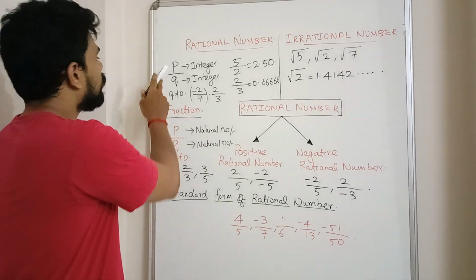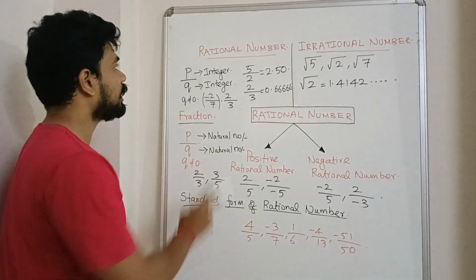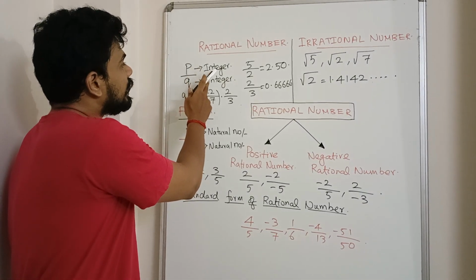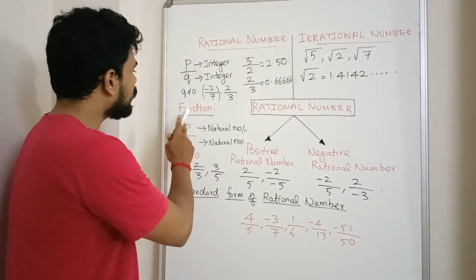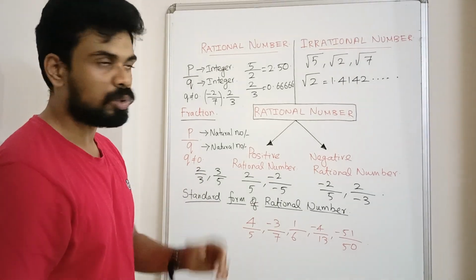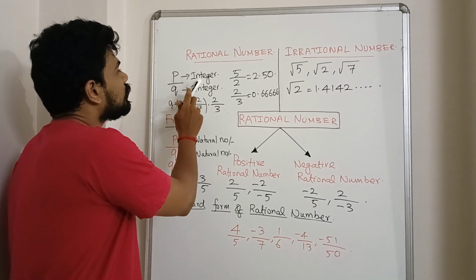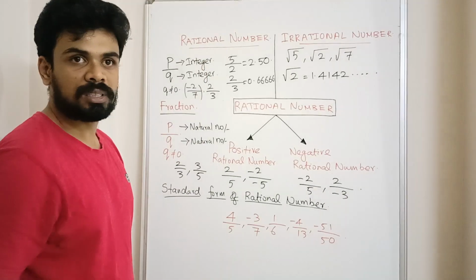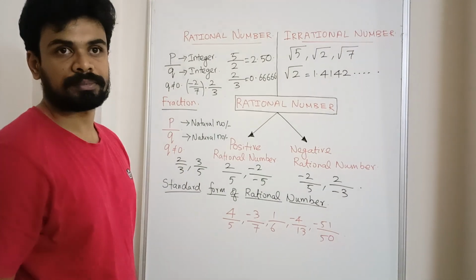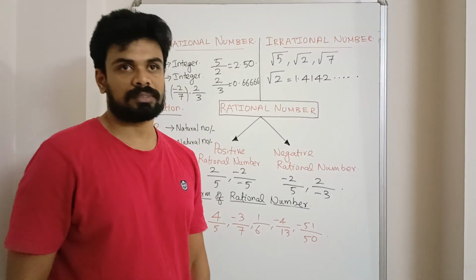See, rational numbers and fractions can both be written in the format of p by q, with q not equal to 0. But in the case of a rational number, both the numerator and denominator will be integers, whereas in the case of a fraction, both the numerator and denominator must be natural numbers. In simple words, integers means negative and positive numbers are allowed in the case of a rational number, but in the case of a fraction only positive numbers are allowed. This is the major difference between a rational number and a fraction.